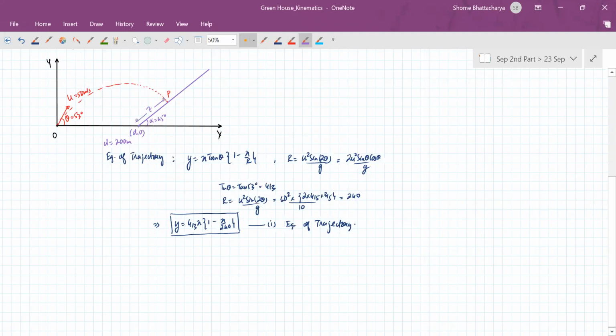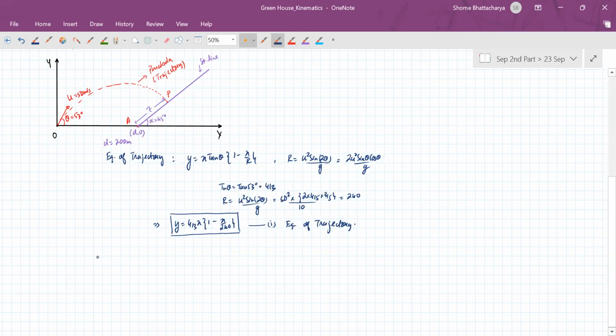You have to take this distance as Z. Suppose I'm labeling this point over here as the point E. So this is a straight line now, whereas this is the parabola. So the trajectory is parabolic. The equation of trajectory is here.